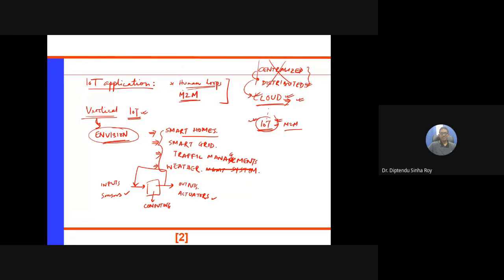But in the meantime, what are being envisioned today are not just the IoT applications. I mean, because as I told you, it's up to the beholder to envision it.